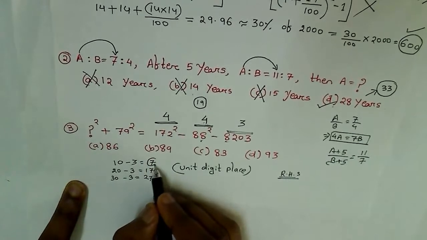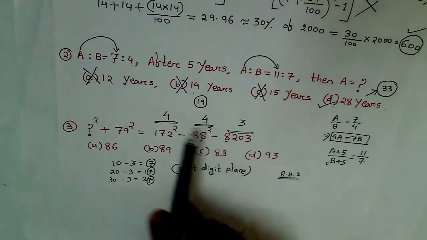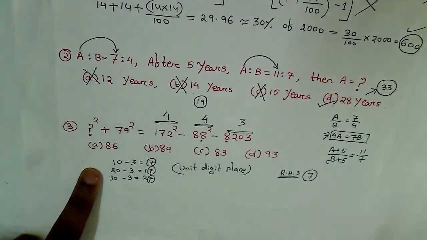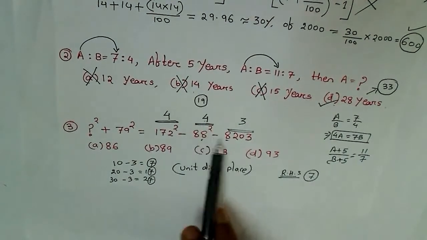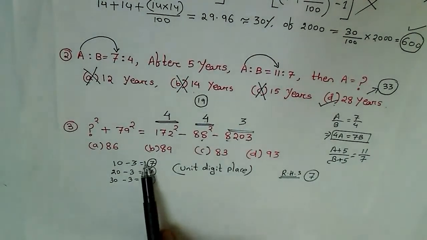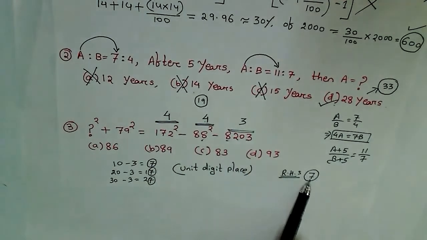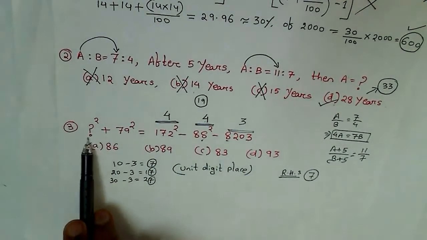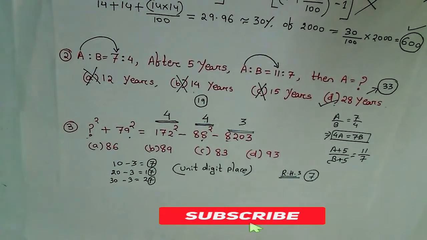So what is the unit digit place we are getting? 7. So in right hand side, the unit digit place is 7. Okay, 4 minus 4, 0. 0 minus 3. If we calculate in this manner, the unit digit we will get is 7. If in right hand side we are getting 7 as unit digit number, in left hand side also the unit digit number should be 7.